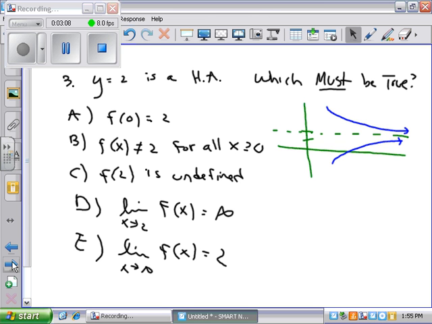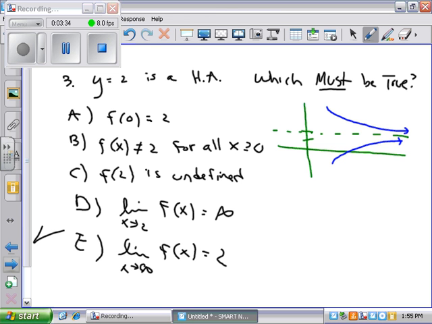And then they start asking us questions, which must be true. Do you guys have any ideas on this one? E? Yeah, that's how you find horizontal asymptotes. You take the limit as x goes to either positive or negative infinity. They told us x was greater than 0. So what this is saying is that as the x's go to infinity, we know that the y's are approaching 2. So this is the right answer.